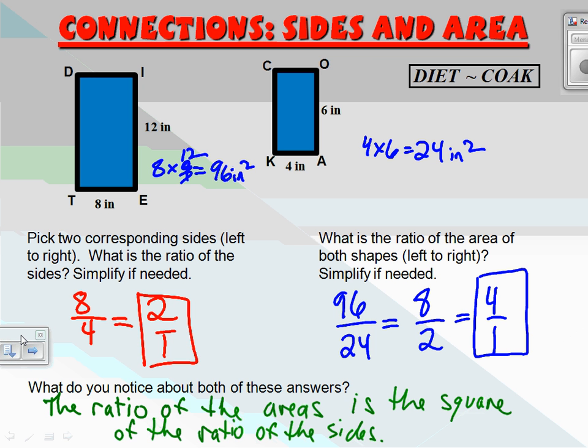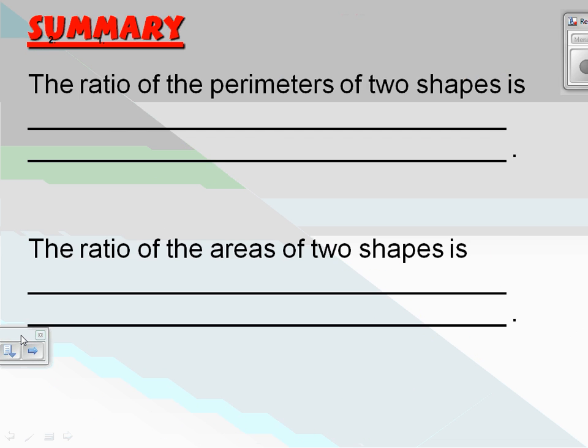Okay. Let's see. We've figured out the ratio of the perimeters and the ratio of the areas. Let's summarize this right now. So, this is what it says on the top. The ratio of the perimeters of two shapes is the same as the ratio of the sides.